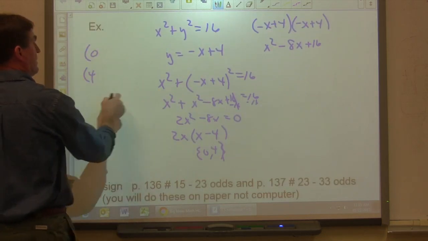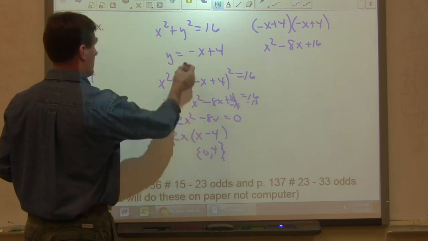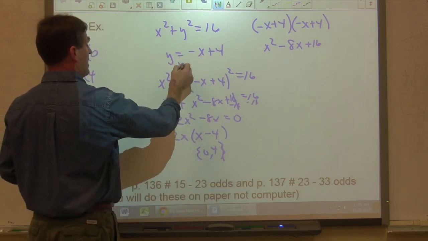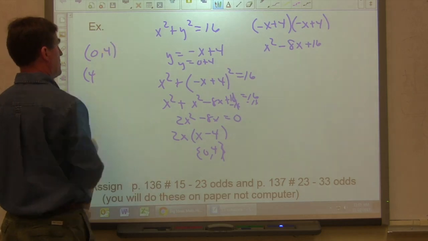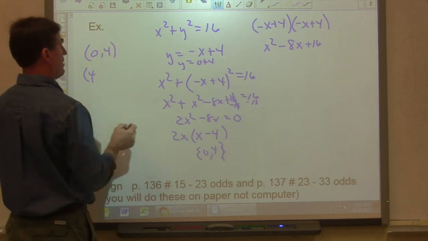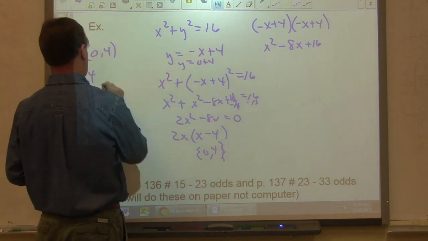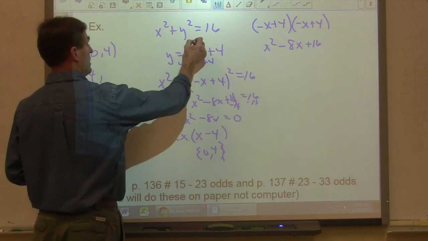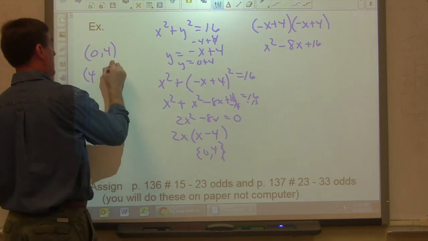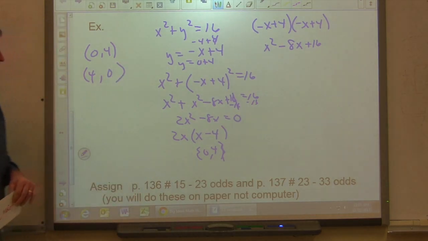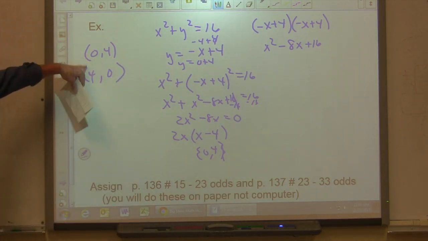So now I plug those in. I plug it in right here. So when I plug in 0, I get y equals 0 plus 4. So that would be 0, 4. And when I plug in 4, I get negative 4 plus 0, or plus 4, which would be 0. And I get 4, 0. So those would be my two answers, 0 and 4.